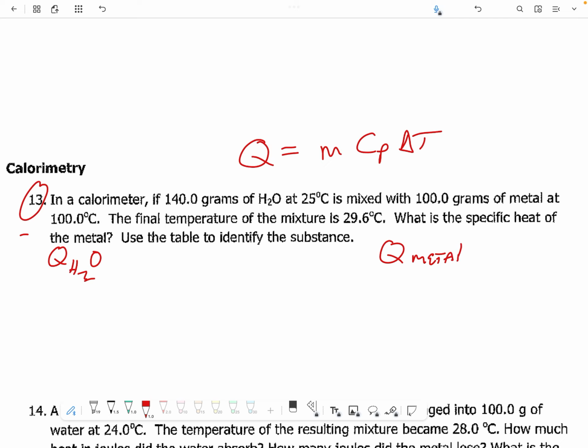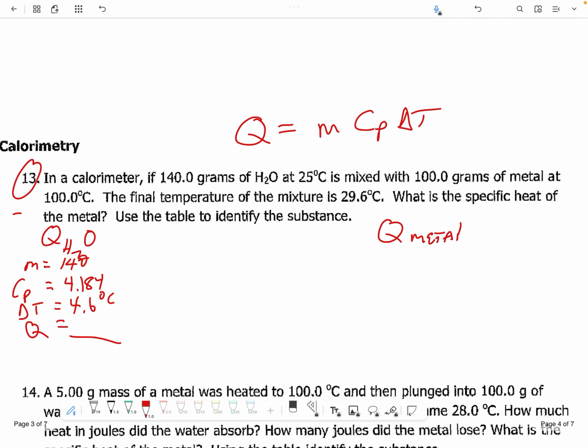All right, so Q of the water. Let's take a look at that. The mass is going to be 140 grams, and then we have the specific heat of that water being 4.184. I'm not going to use any units right now. And the temperature difference, delta T, is going to be 4.6 degrees C. So there's a unit for you right there. We can find the Q for that because there's only one variable to solve for, and that's the heat.